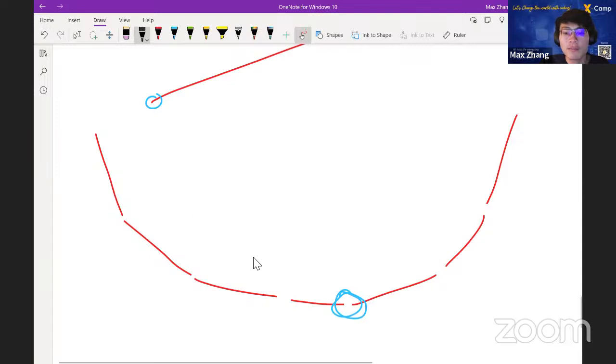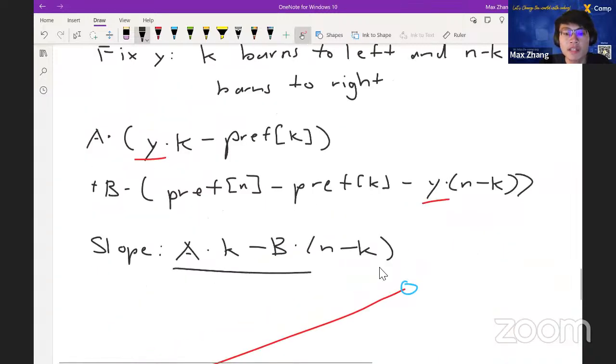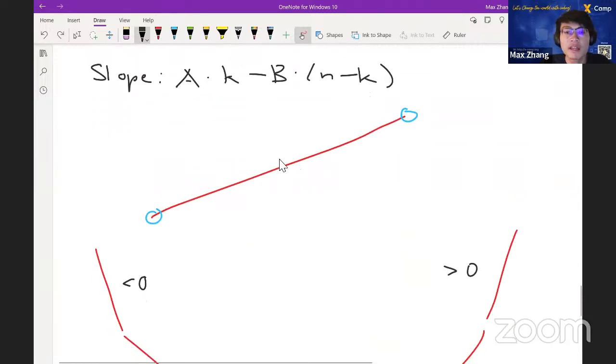All we want to do is find the line that's as close to slope 0 as possible, because slope 0 is the middle right here, aka where the minimum is. These are slope less than 0, and these are slope greater than 0. And we have the slope, which is just a times k minus b times n minus k.